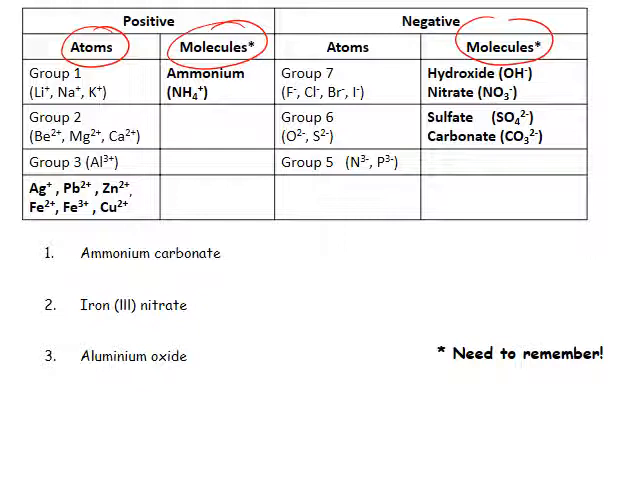Your negative atomic ions, however, you can work these ones out as well. Your group 7 elements have 7 electrons in their outer shell, therefore they like to gain an electron to become a negative ion. Your group 6 have 6 electrons in the outer shell, so these atoms like to gain 2 electrons to become 2 negative ions. Your group 5 follows a similar pattern: 5 electrons in the outer shell, and they like to gain 3 to become 3 negative ions.